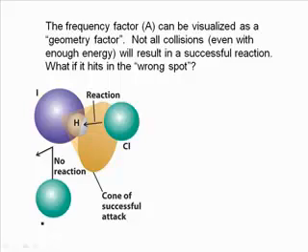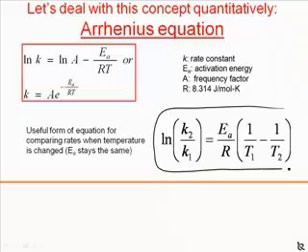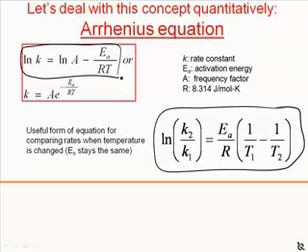A frequency factor takes into account the geometry of the two interacting species and then figures out what fraction of collisions would actually be successful. Okay, so here is the Arrhenius equation. This is probably the most useful form, the one you'll use the most. I think this is the form that is on your equation sheet for the AP exam.